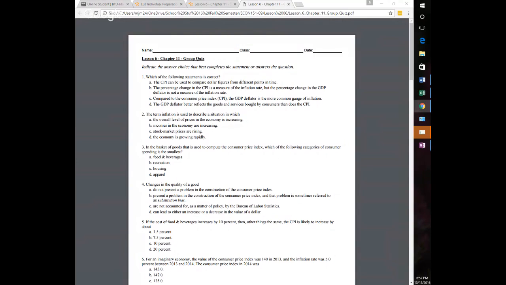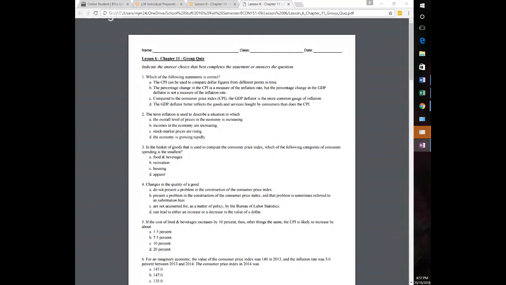I can do 3. In the basket of goods that is used to compute the consumer price index, which of the following categories of consumer spending is the smallest? I put apparel. I got that as well.